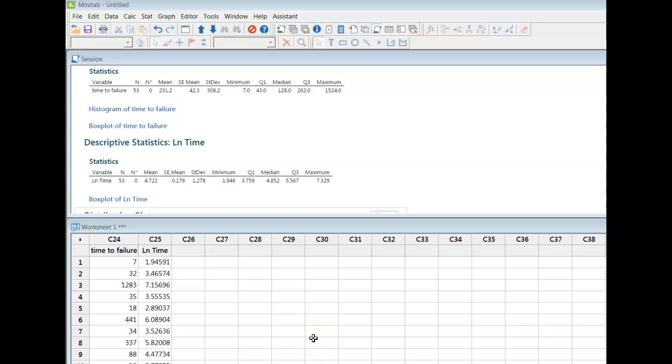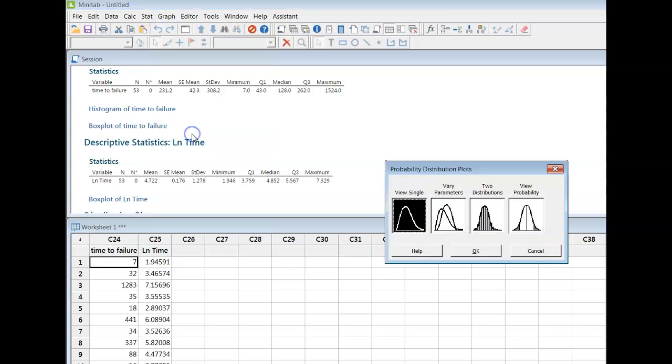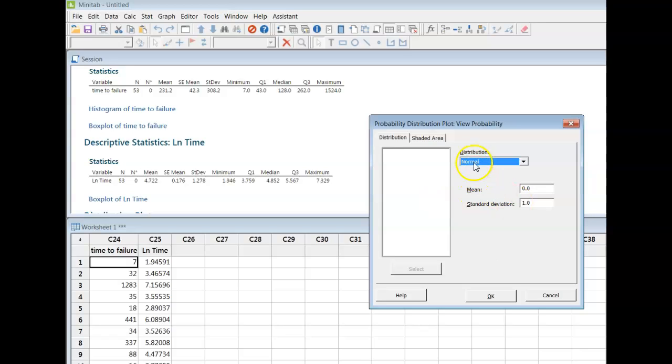In the problem here, we're asked to find the probability that this component is going to fail in under 100 hours. And if we just assumed, without checking, that the time that a component would fail was a normal distribution, and we went into our probability distribution plot and got the answer, let's see what would happen.